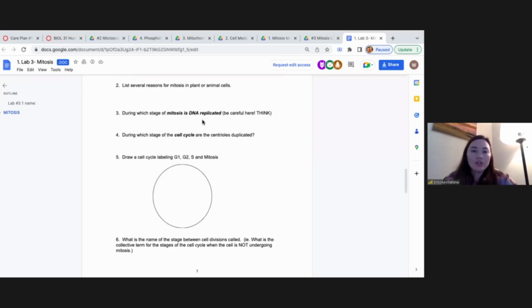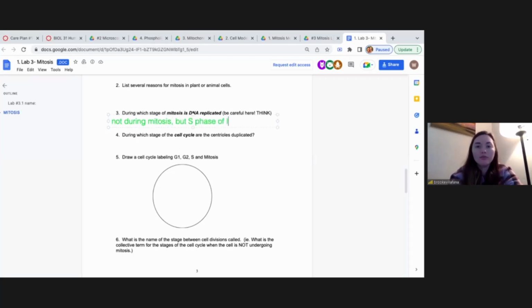During which stage of mitosis is DNA replicated? Be careful here, think. Most of you will ask me and say, well, it's S phase, because you've read the packet and you see that it says S phase. S phase is correct, but S phase is not a phase of mitosis, right? So the true answer here would be not during mitosis, but S phase of interphase. Growth, repair, and maintenance. Here.